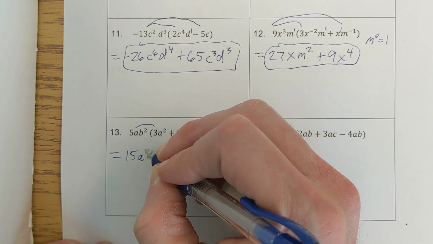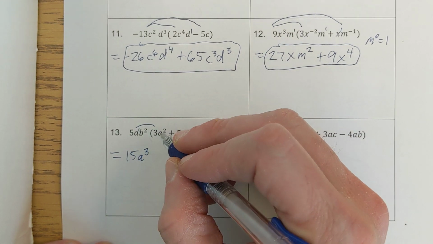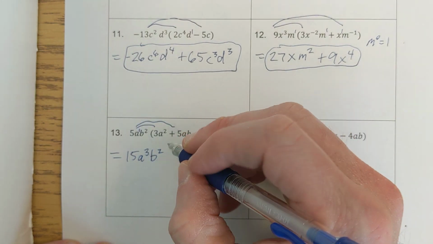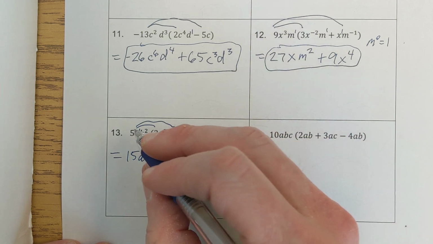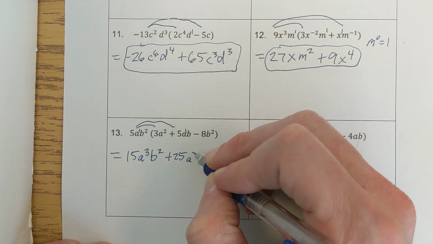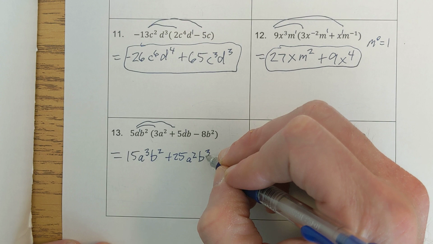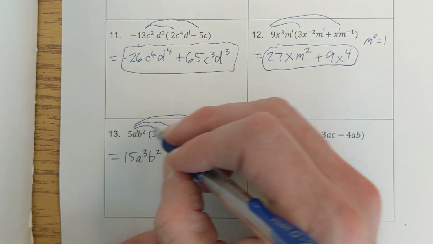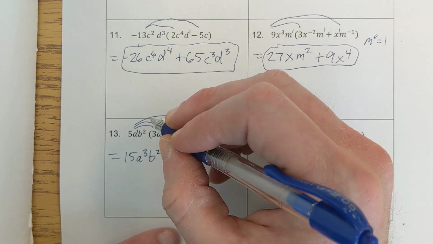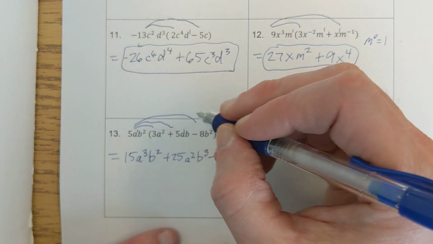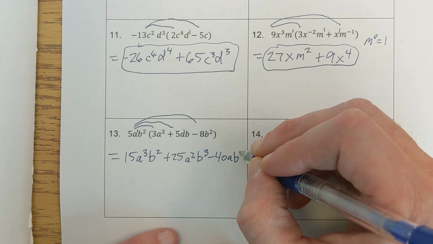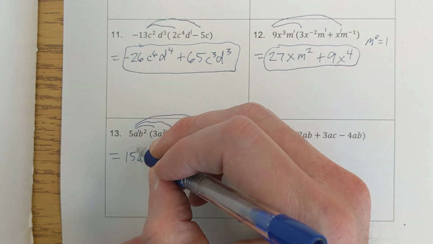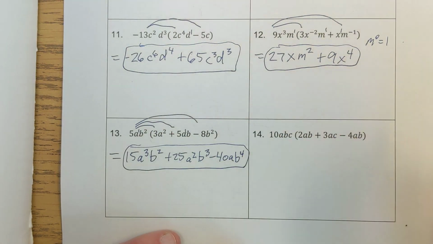We've got a to the third, because we've got a 1 right there, b squared for that one. 5 times 5 here, we get plus 25. We got 1 and 1 is a squared, b to the third. And then last, we get minus 40. We got a, there's no other a's, but we have b squared, and b squared is b to the fourth. Okay, so that's what we end up getting for that one.